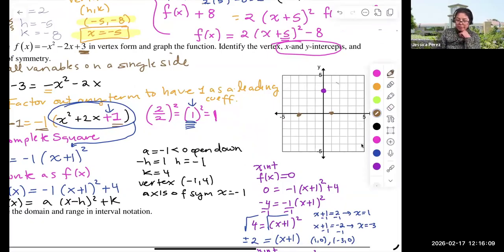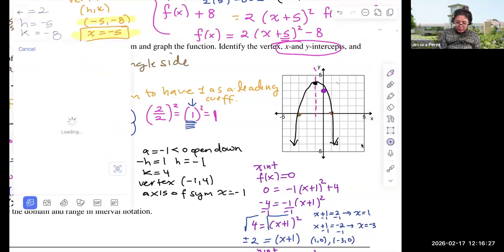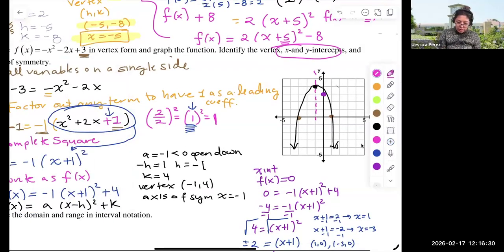And then I have my vertex, which is the point -1, 4. So this is my vertex here. And it opens down. There's my axis of symmetry at x equal -1. There are my x-intercepts right here. And then there's my vertex right there. And my y-intercept. So I have all of the pieces, 2 x-intercepts, 1 y-intercept, my vertex, and my axis of symmetry.